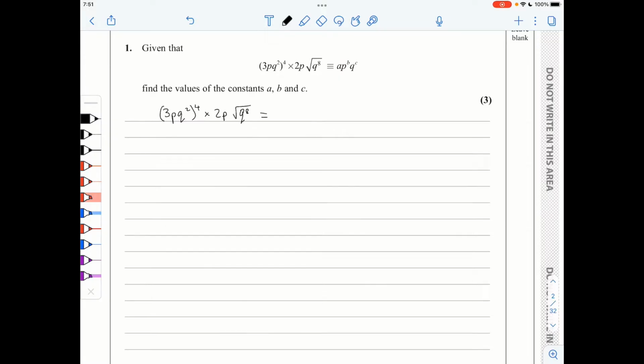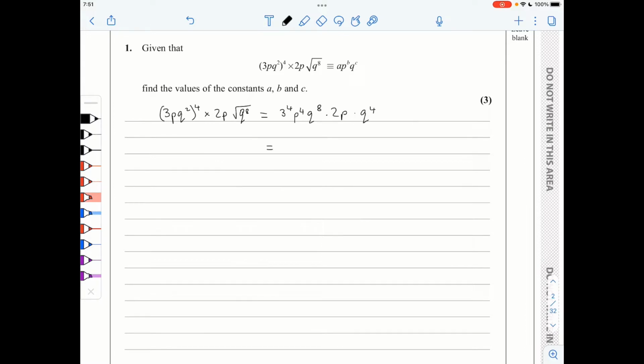So the first thing we need to do is look at (3pq squared) all to the power of 4, which is 3 to the power of 4, p to the power of 4, q to the power of 8, because when we raise a power to a power, we multiply the indices together, times 2p, and the root of q to the 8 is obviously q to the 4.